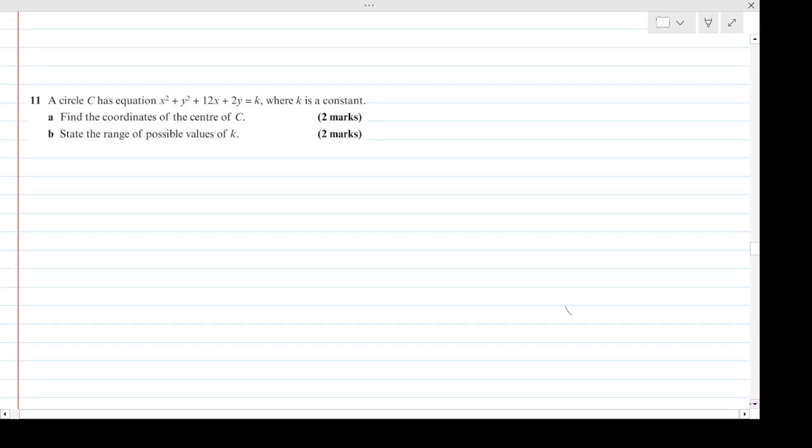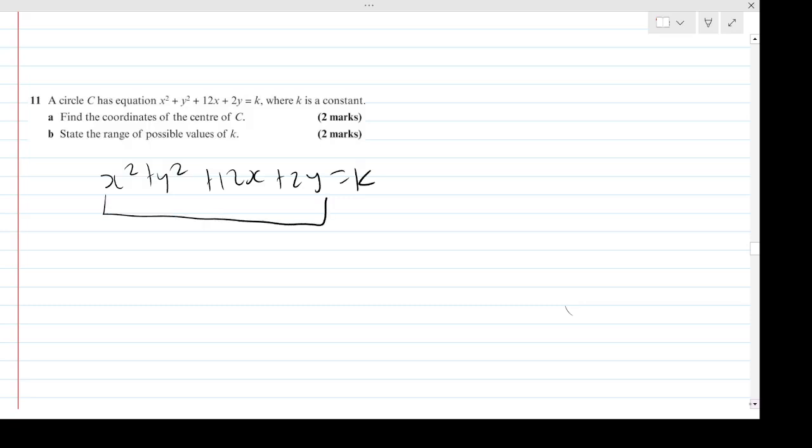But anyway, let's have a look at this. A circle C has equation, again, of x squared plus y squared plus 12x plus 2y is equal to k. Firstly, find the coordinates of the centre of C. Now again, it's in this form of quadratics in x and y, so I need to complete the square to get it to resemble the equation of a circle.